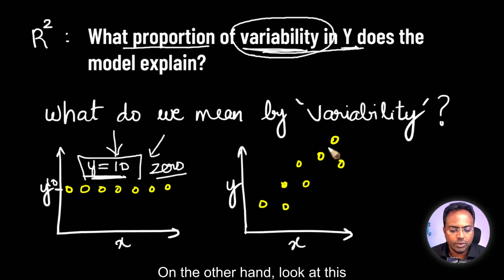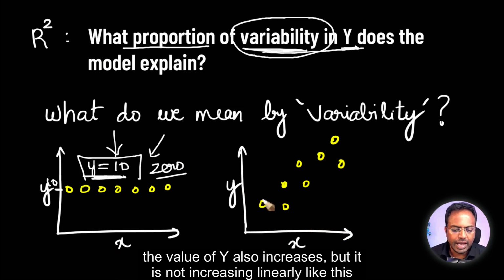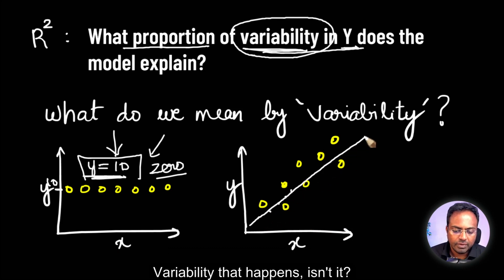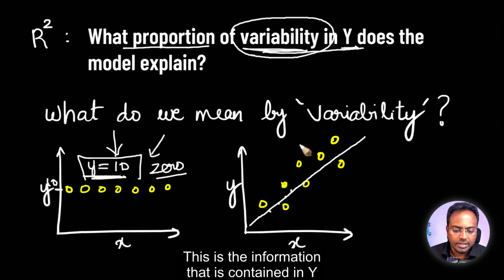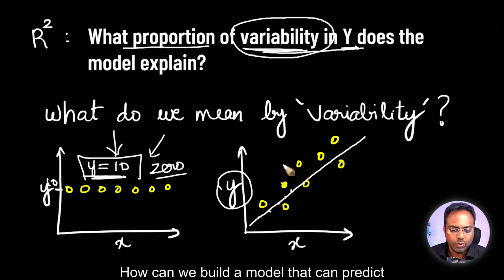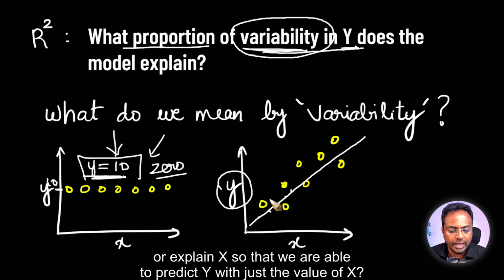On the other hand, look at this. As x increases, the value of y also increases, but it is not increasing linearly like this. There is some amount of variability that happens, isn't it? This is the information that is contained in y. We want to explain, as x increases, what happens? How can we build a model that can predict or explain y with just the value of x?